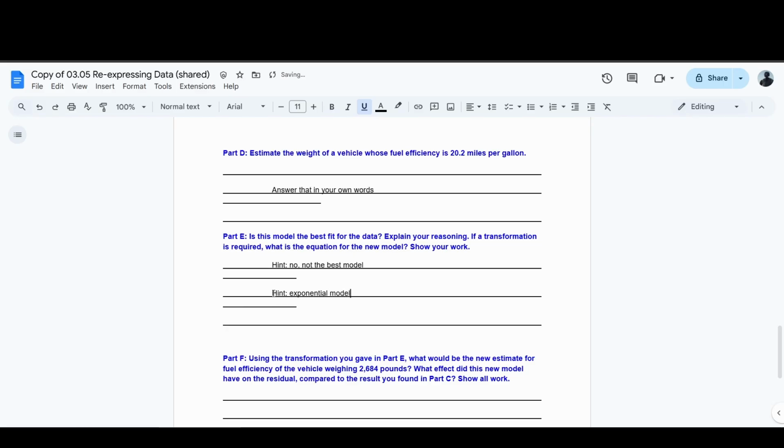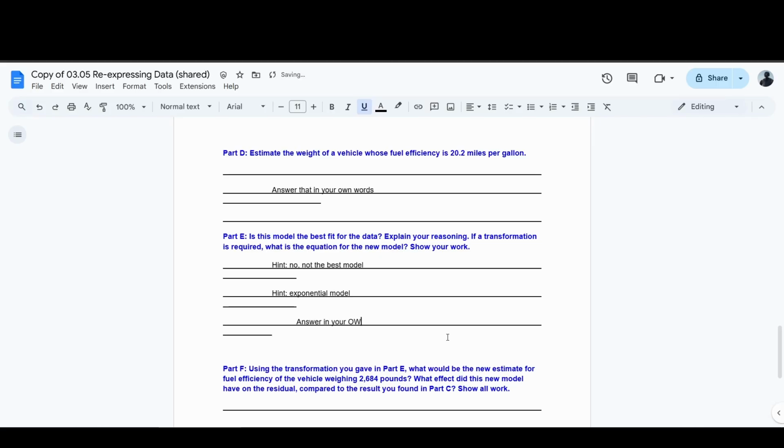All right, so here, tell me what would that equation look like, or what kind of transformation would you do to make this a better model? All right, so there's 2 hints for you. Kind of fill in the rest of that as you see fit.